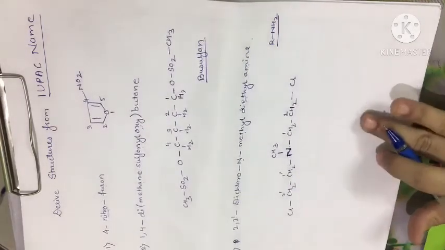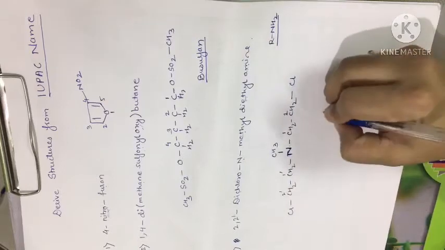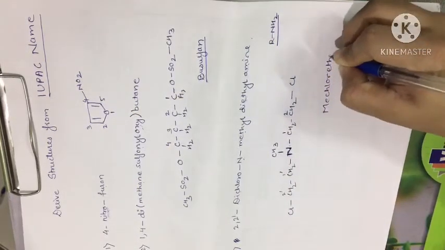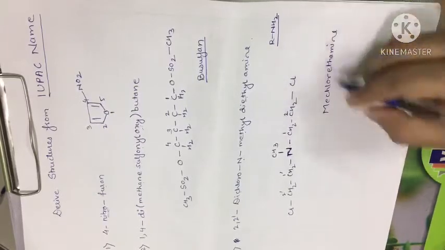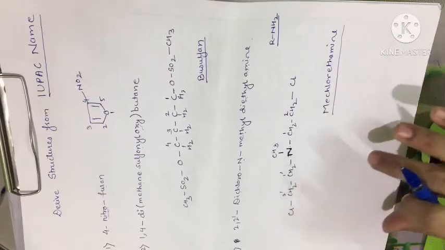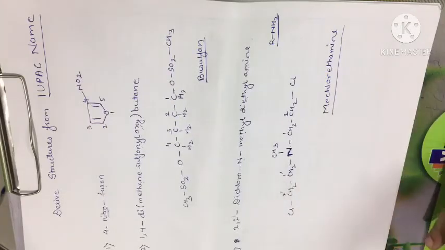So this is the structure of mechlorethamine. Again, one of the anti-cancer drugs, and this is the way we derive the structure from the IUPAC name. Now we are going to see some complex structures and how to derive those structures.